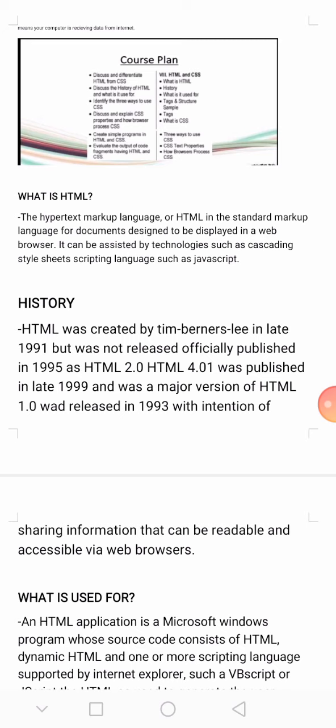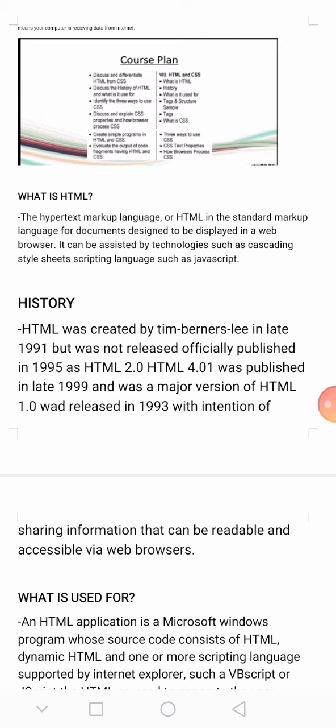What is HTML? The hypertext markup language, or HTML, is the standard markup language for documents designed to be displayed in a web browser. It can be assisted by technologies such as cascading style sheets and scripting languages such as JavaScript.